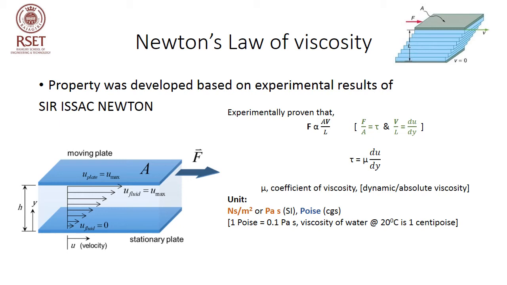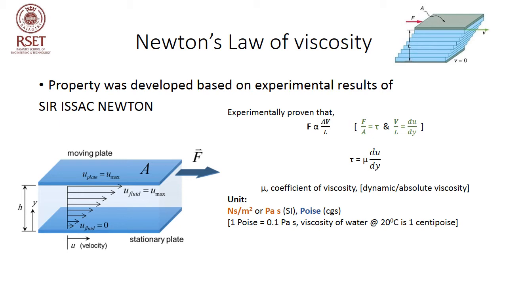Now, F is directly proportional to the velocity v, that is the speed at which it is moving. Then it is inversely proportional to the length. The resistance is inversely proportional to the length, that is the distance between the two plates. If the distance between the two plates is less, then you will have more resistance. If the distance between the plates is higher, you will have less resistance. So from there he found out that the force is directly proportional to the area of the plate and the velocity of the fluid, and L is the distance between the plates.